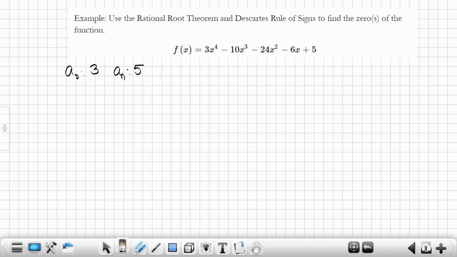Jada, my p is going to be factors of 3. What are my factors of 3, Jada? 1 and 3. My q is factors of 5. What are my factors of 5, Aaron? 1 and 5.